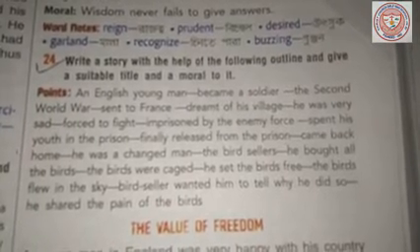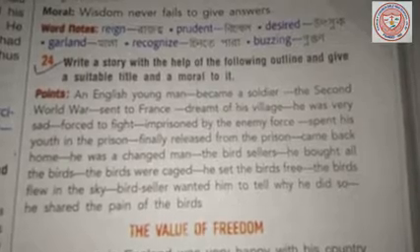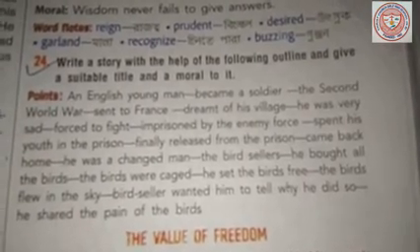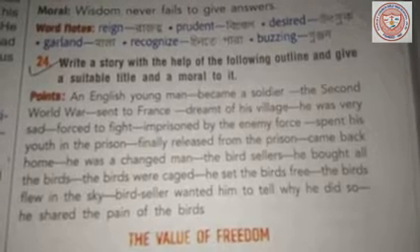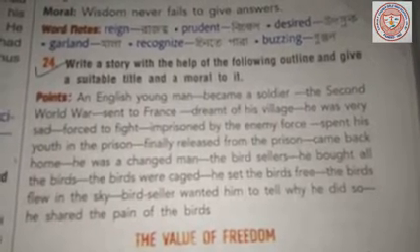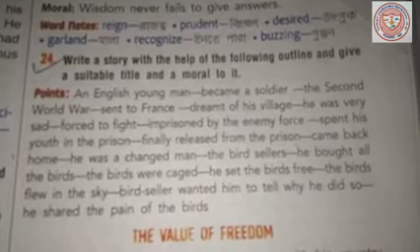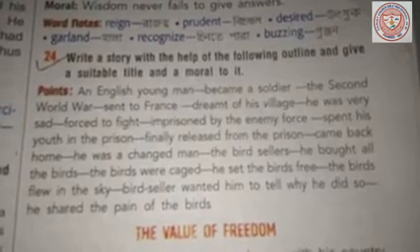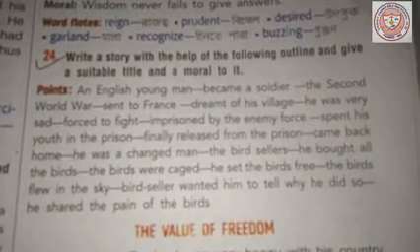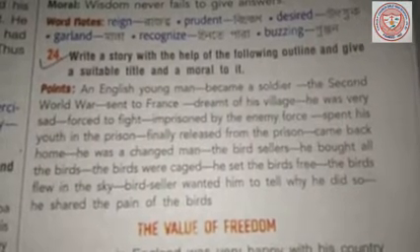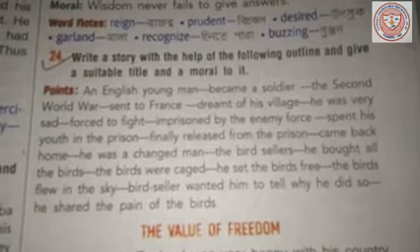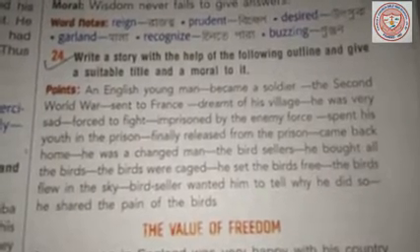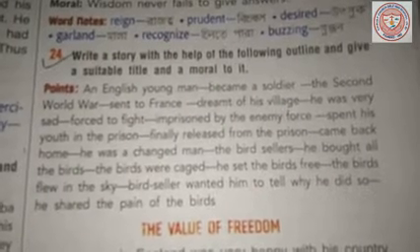Write a story with the help of the following outline and give a suitable title and a moral to it. Now the points. An English young man became a soldier. The Second World War, sent to France, dreamt of his village. He was very sad, forced to fight, imprisoned by the enemy force, spent his youth in the prison, finally released from the prison, came back home. He was a changed man.